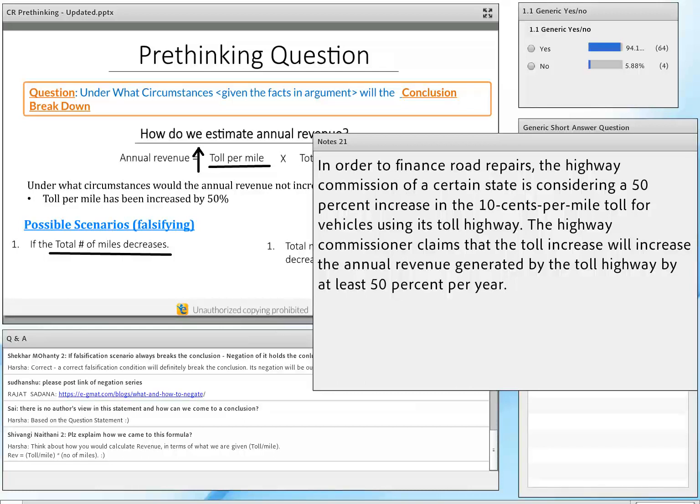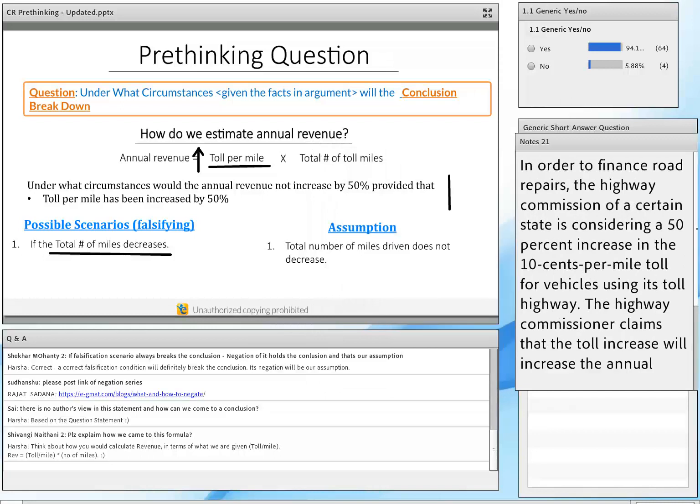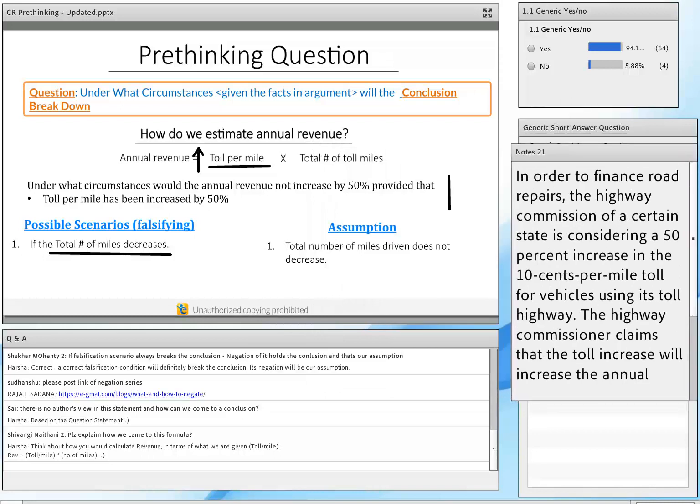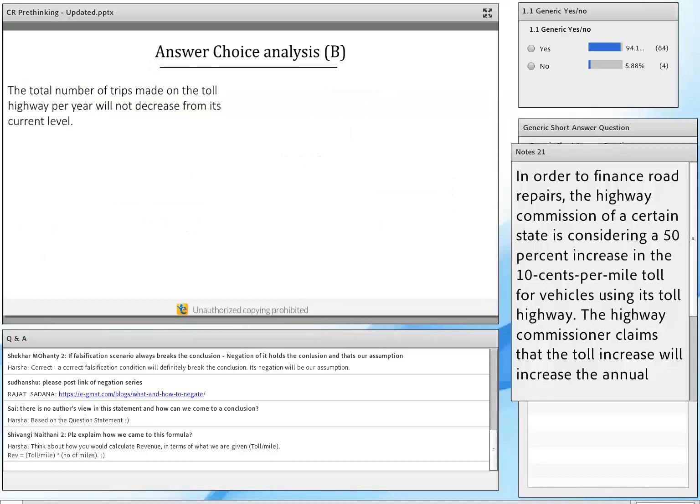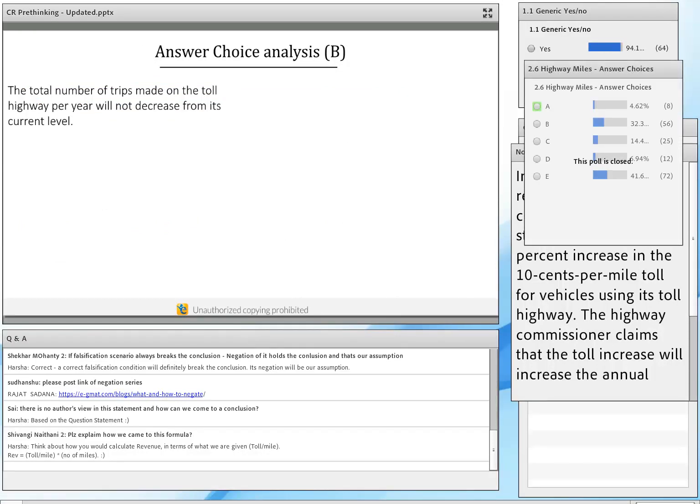Okay. Now, how did I get this formula? Simply from the information given in the argument. Your toll is 10 cents per mile, and you're considering a 50% increase, so the revenue has to be toll per mile into total number of toll miles. Okay. So, with that, let's look at how you polled on this.